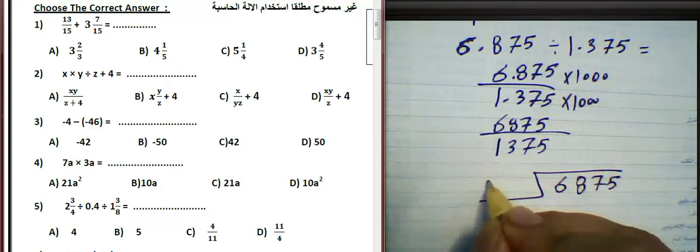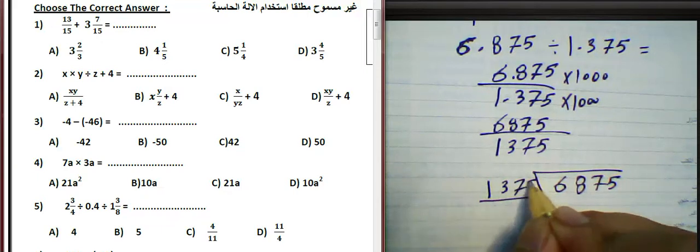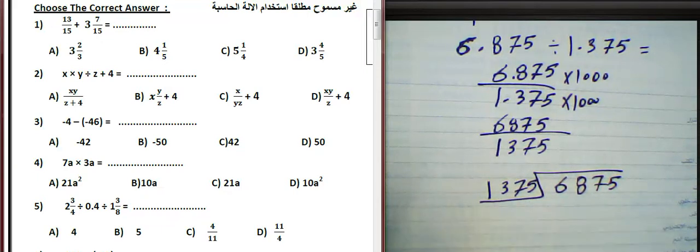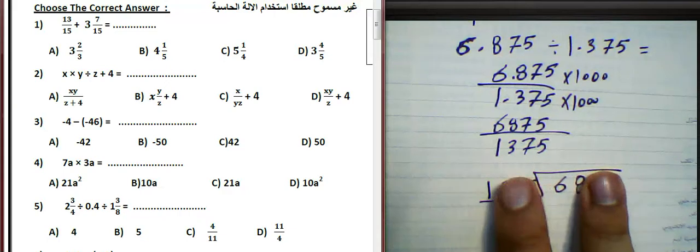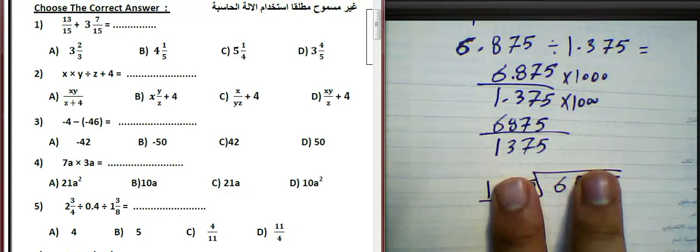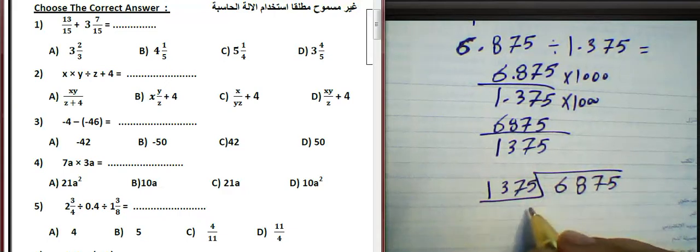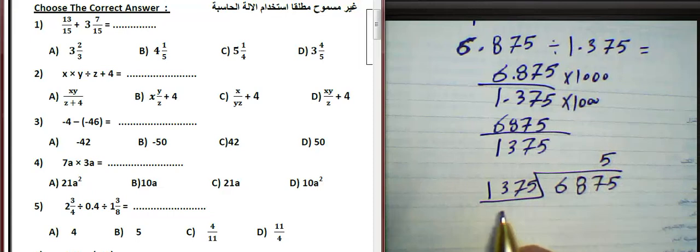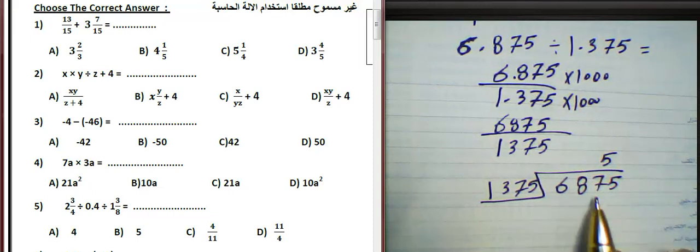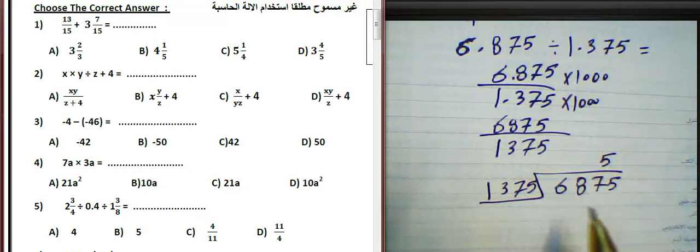6,875 divided by 1,375. Okay, we can cancel 3 digit by 3 digit. 6 divided by 1 equals 6. We can't use 6, because 6 times this number, the result will be more than 6,875. So the quotient will be 5, because 5 times 5 equals 25. Write 5 and carry up 2.